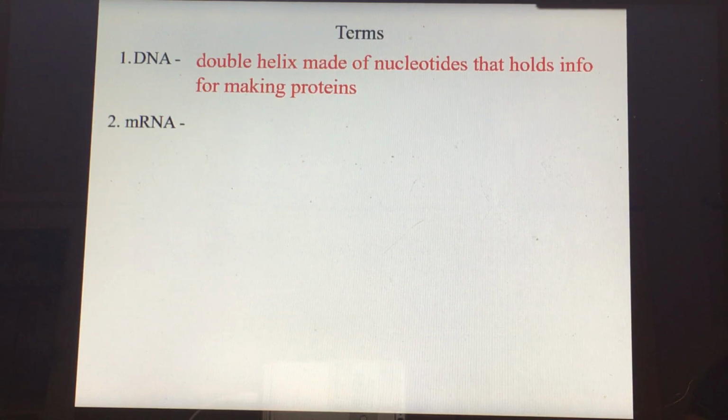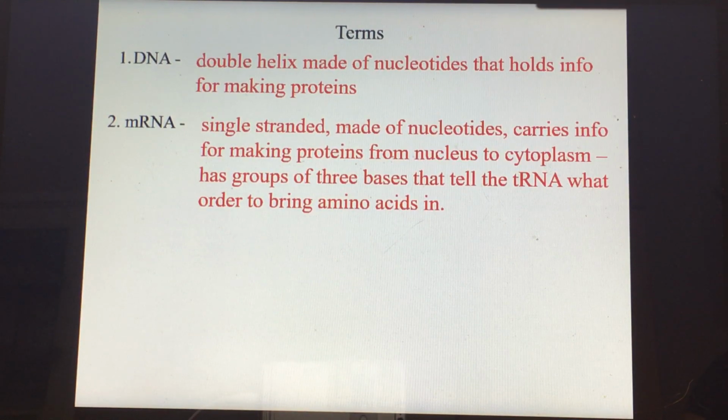The next term is mRNA. mRNA stands for messenger RNA. It is single-stranded rather than double-stranded. It is also made of nucleotides and carries information for making proteins from the nucleus to the cytoplasm. It has groups of 3 bases on it that tell tRNA what order to bring amino acids in.